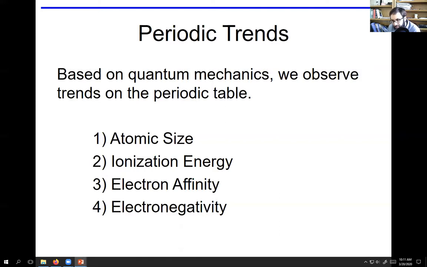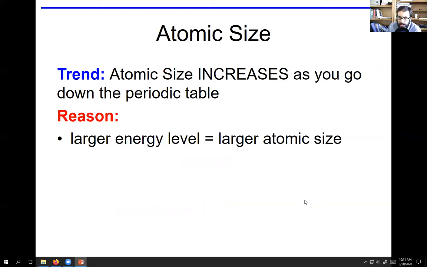But anyway, we're going to be talking about 4 patterns on the periodic table, 4 periodic trends: atomic size, ionization energy, electron affinity, and electronegativity. So in this video, we're going to cover atomic size. And so atomic size increases as you go down the periodic table. You can think about this as, hey, you have larger energy levels. That's going to mean larger atomic size. Or more simply, as you go down the periodic table, you have more electrons. So that's going to give rise to more orbitals and then just more volume, so bigger size, okay?